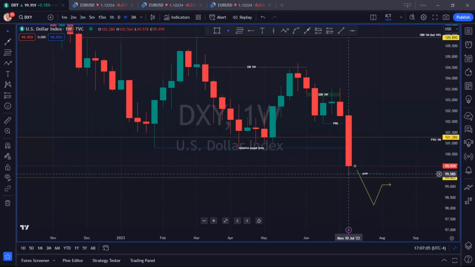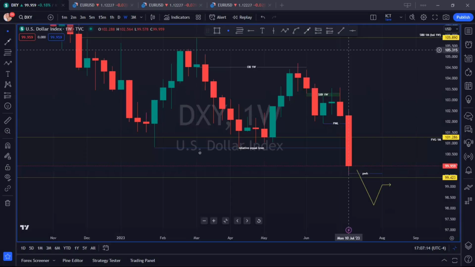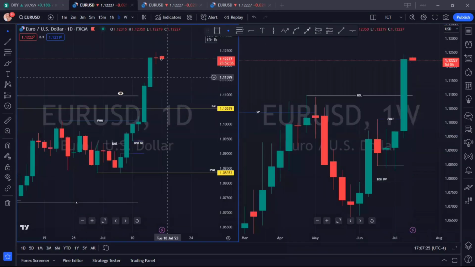But if it is defended, then you should be expecting what? An expansion to the upside if this low is not taken. Why do you expect an expansion to the upside? Because this external liquidity is taken. So you should be careful trading, still selling the DXY right now, or still buying Euro USD. You need to be careful, because we had so much expansion, as we can see in the daily time frame.